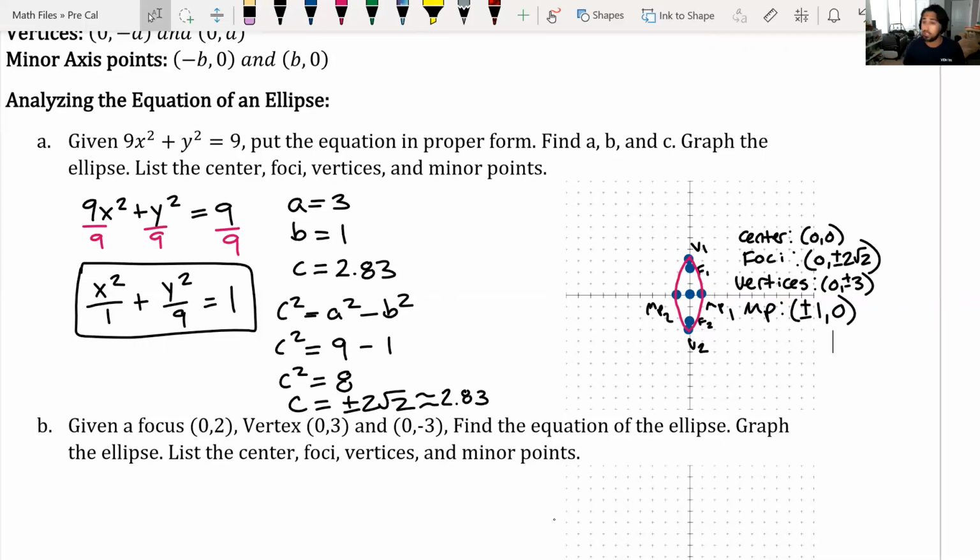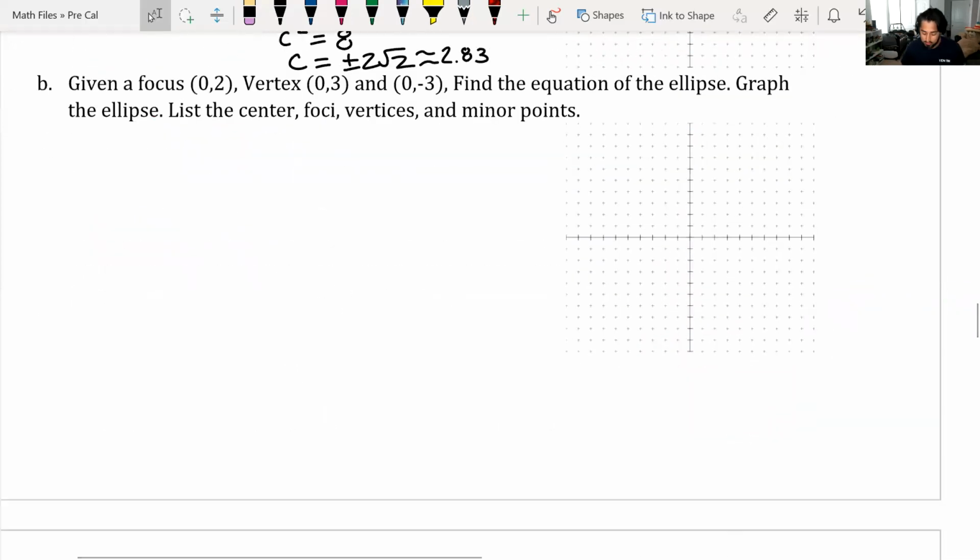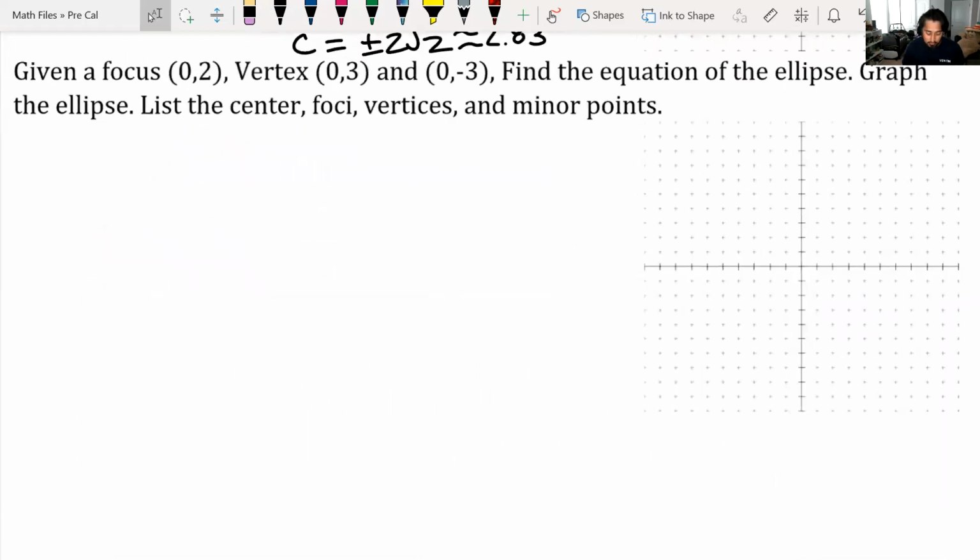Okay. Let's try another example. Given a focus at 0, 2, a vertex at 0, 3, and 0, negative 3, find the equation of the ellipse and graph it and label everything. Okay. So basically, just plot the information it's giving you. We're given a focus at 0, 2, which is right there. And then we're given a vertex at 0, 3.